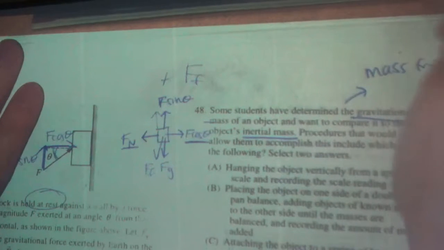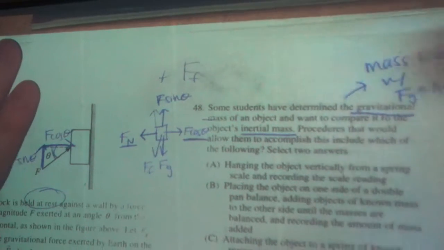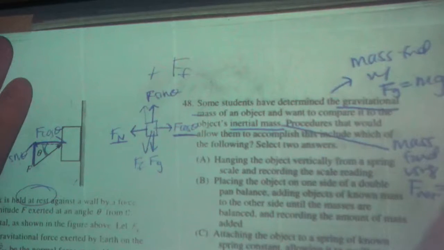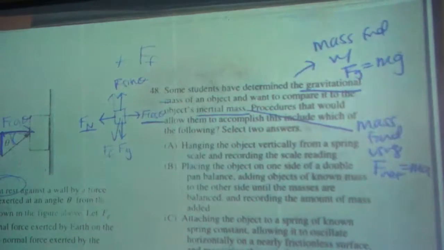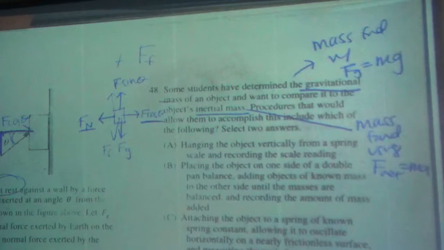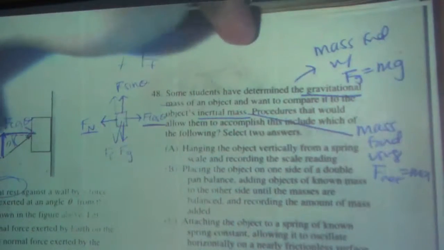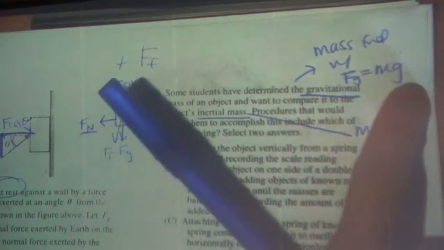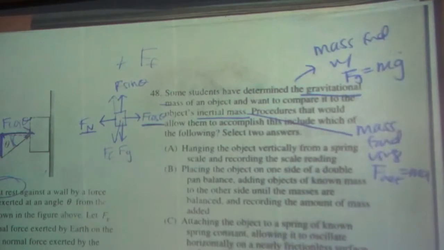Basically, the difference is gravitational mass is a mass that you find using gravity, like F equals mg. And inertial mass is a mass that is found not using gravity, like F net equals mass times acceleration. Basically, it is a mass that you calculated without using the force of gravity. So they've already calculated the gravitational mass, the mass that would use the force of gravity to calculate it. Now we want to compare that to inertial mass. So we do not want to use F equals mg. We don't want to use gravity at all to find the inertial mass.